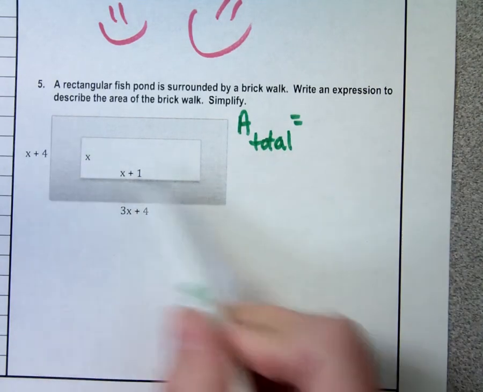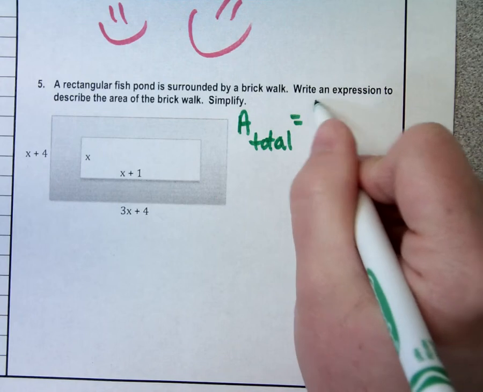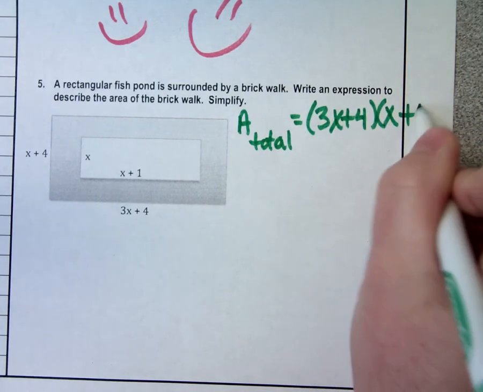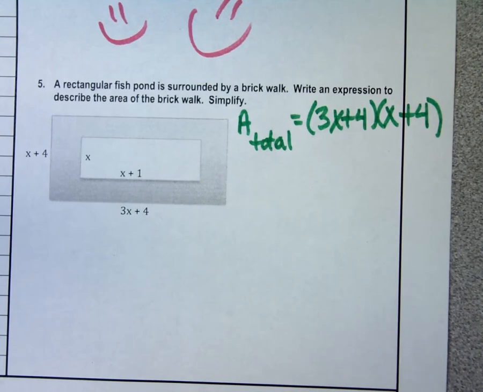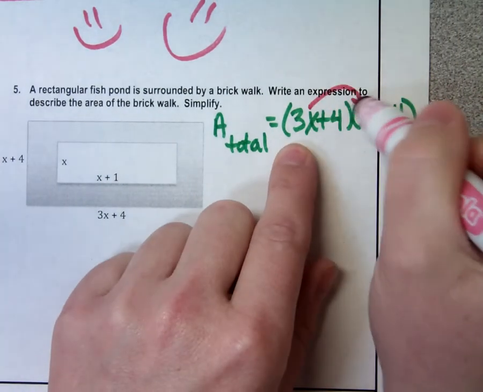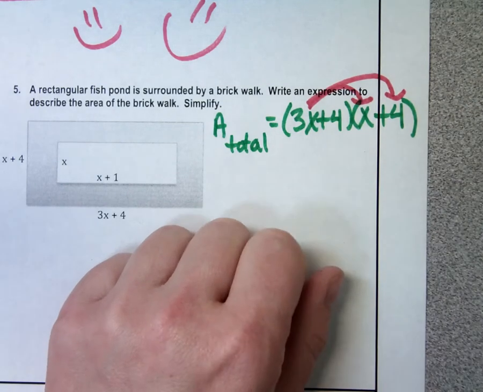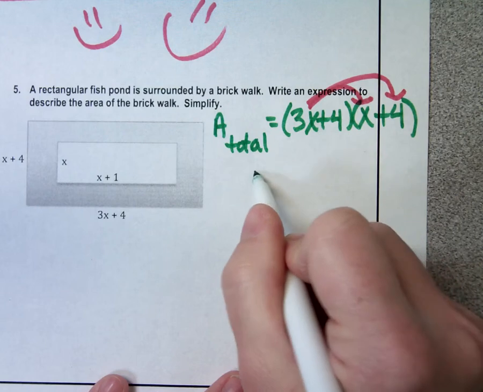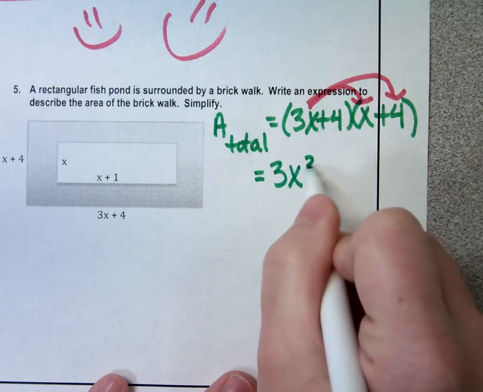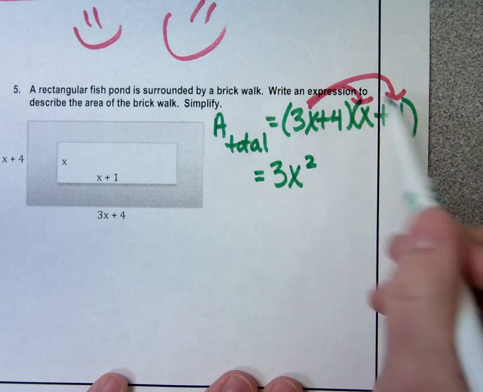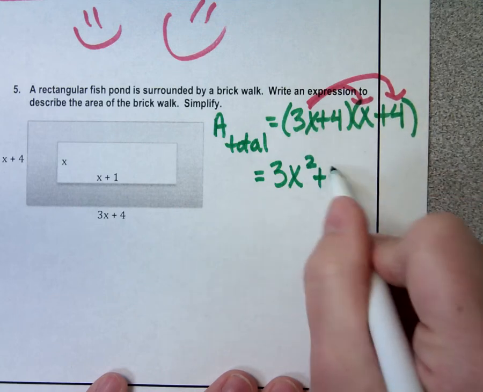and it's a rectangle, so it's length times width, so it's 3x plus 4 times x plus 4. So let's just go ahead and start with that. I have two things to distribute. Let's start with the 3x and distribute it with everything in the back set of parentheses. How much is 3x times x? 3x squared. How much is 3x times 4? 12x.